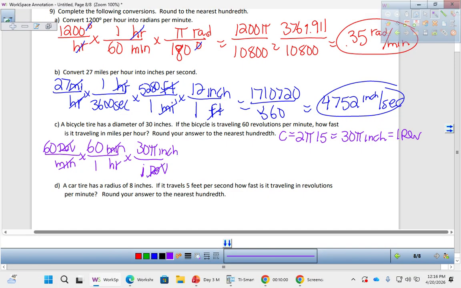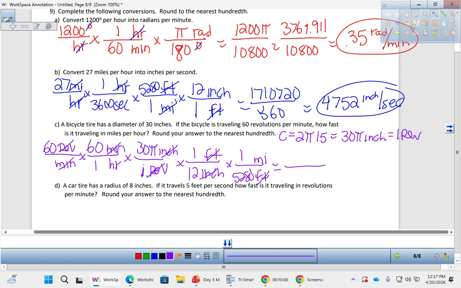Now I've got inches per hour, but I want miles per hour. So I've got to get rid of the inches. I can't do inches to miles, I don't know that, but I can do inches to feet. And I know that 12 inches is 1 foot. So the inches will cancel out, and now I'm at feet per hour. So now I don't want feet, I want miles. 1 mile is 5,280 feet. Now I'm at miles on top, hours on the bottom, and that's what I want.